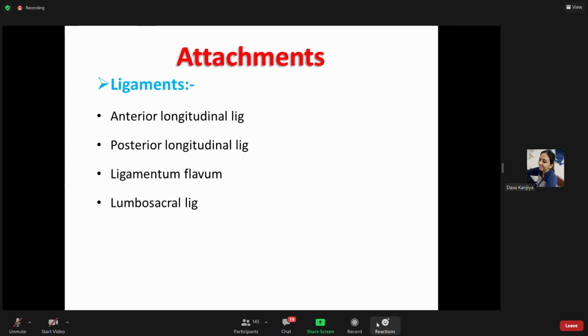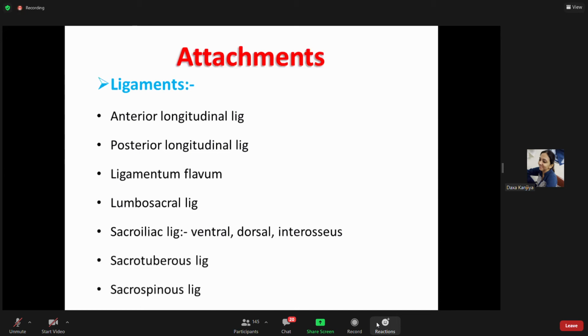Other ligaments particularly related with the sacrum are the lumbosacral ligament and the sacroiliac ligament. Again, there are three types: ventral, dorsal, and interosseous sacroiliac ligament. Two important ligaments related with the lower limb are the sacrotuberous ligament and the sacrospinous ligament, which convert the greater and lesser sciatic notches into foramina. So these are the ligaments attached to the sacrum.